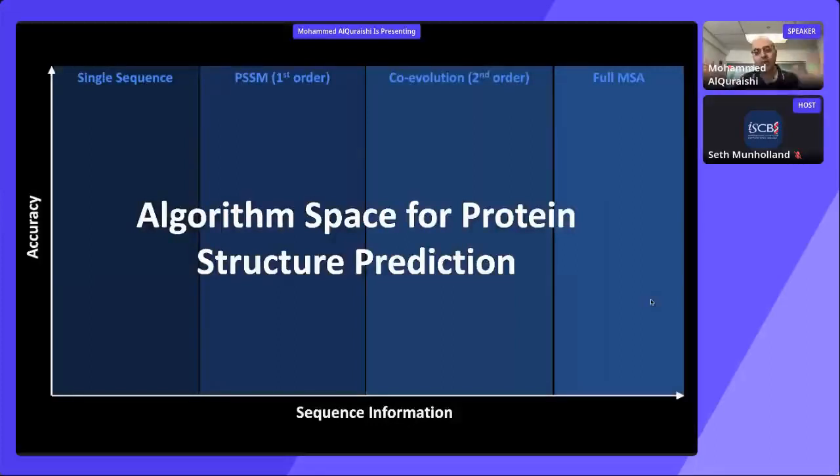So there are many ways that one can imagine laying out this algorithm space. The way I do it is to think of these two primary axes. One is sequence information, so how much data essentially is going into a prediction task. So this is really information at inference time. This is not for training, but for inference, for actually making a new prediction. And then the y-axis is accuracy, how well do we do.